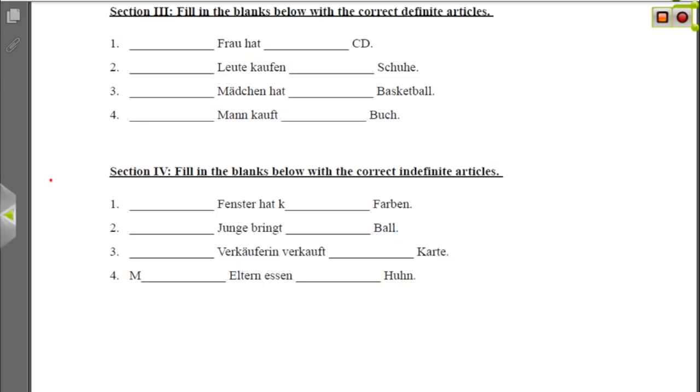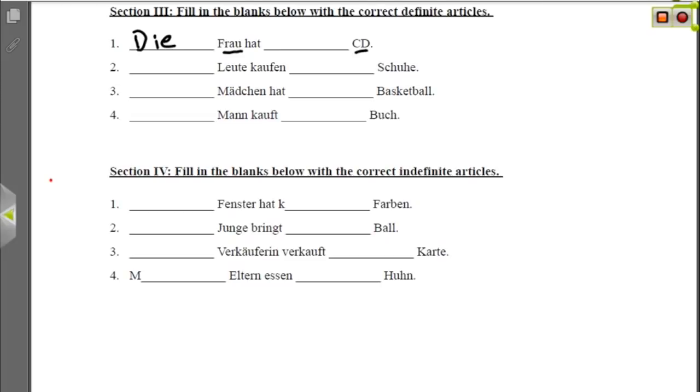We start off here with Nummer 1, blank Frau hat blank CD. First of all, what has what in this sentence? We have woman and CD. Since the subject usually comes first in a sentence, we have hier Frau, and that's what we're going to assume is the subject, because it doesn't make sense that the CD would have a woman. We have here the woman. Since it's woman, we have a feminine noun here, die. Since it's the subject, we have die. Die Frau hat, and then we have CD.